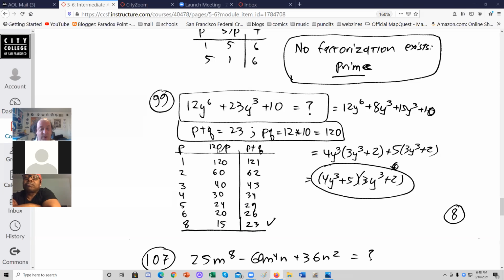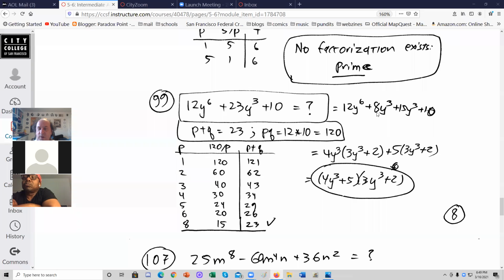7 doesn't go into 120, but 8 does. And 120 over 8 is 15, it turns out, and their sum is 23 as required. So there we go. Write this 23y to the third as 8y to the third plus 15y to the third. From these: 12y to the sixth plus 8y to the third plus 15y to the third plus 10.